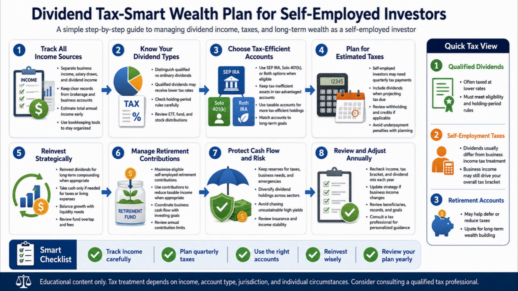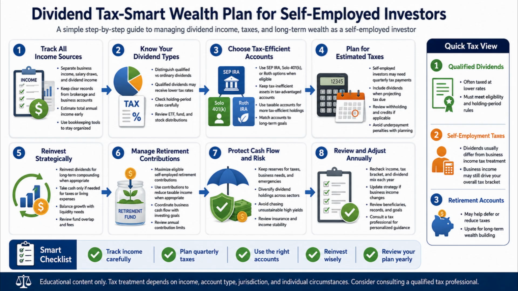After that, choose tax-efficient accounts. Self-employed investors may have access to retirement options such as SEP IRA, Solo 401k, or Roth accounts when eligible. These accounts can help support long-term wealth building and may provide tax advantages depending on the account type. For example, some accounts may help defer taxes, while Roth options may support tax-free qualified withdrawals later. So, matching the right account with your income and goals is an important part of the plan.